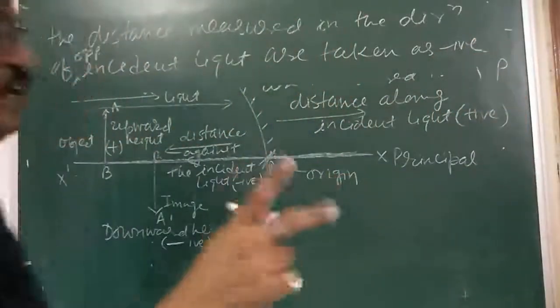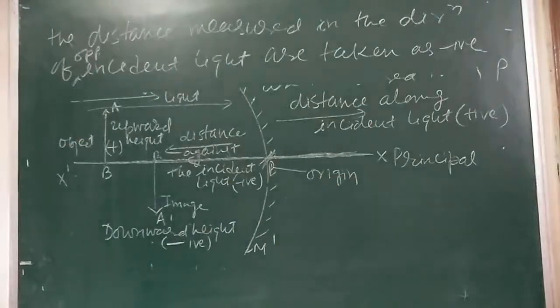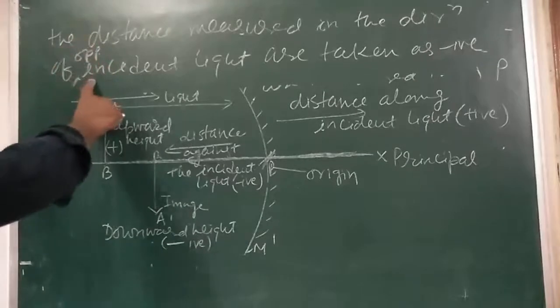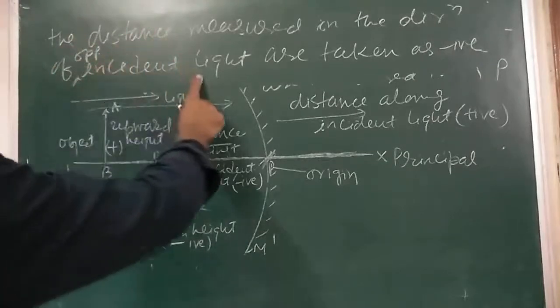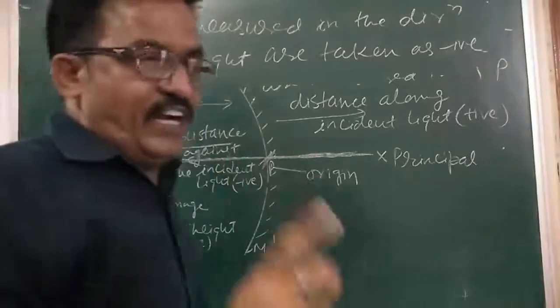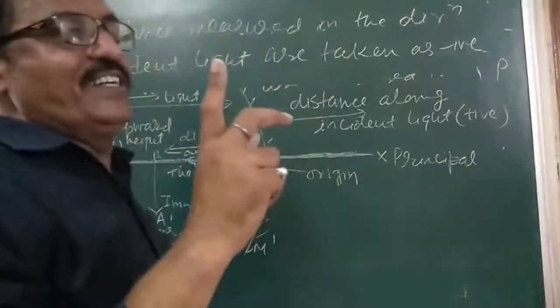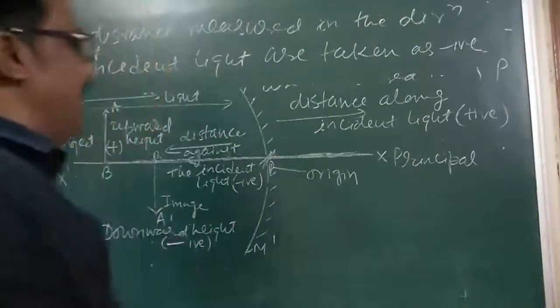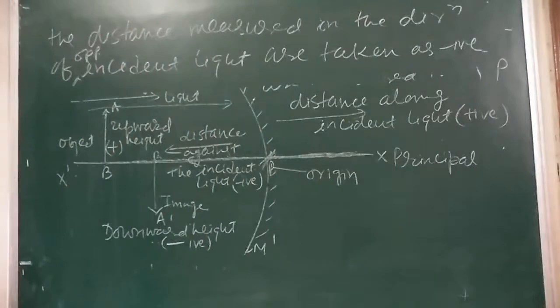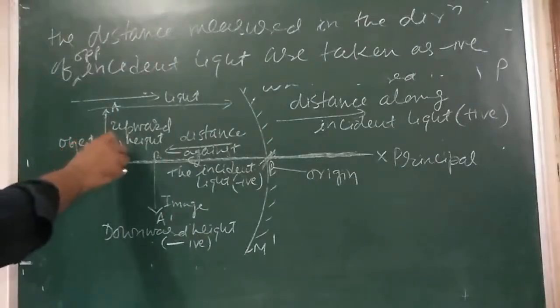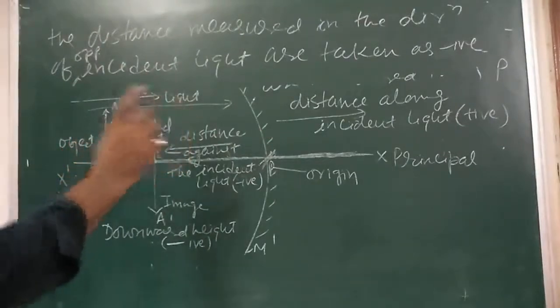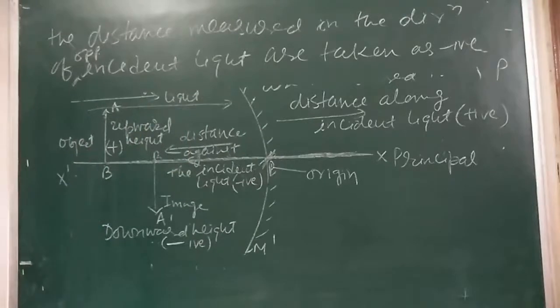These 2 points are very, very important. If you are measuring the distance in the direction of incident light, that is positive. And if you are measuring the distance in the direction opposite to the incident light, it is taken as negative.